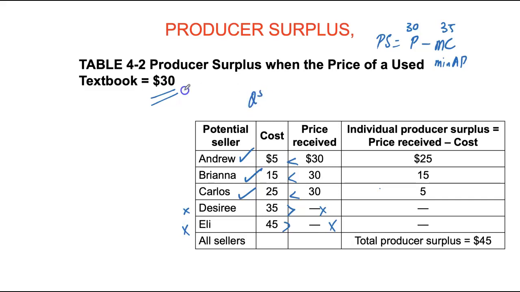Quantity supplied at price of 30 is only 3 units, and the people who are selling it are Andrew, Brianna, and Carlos. We can now calculate the individual producer surplus for each one of them. So price received minus cost, so 30 minus 5 is 25. Then the next one, 30 minus 15, net gain to Brianna, and net gain for Carlos is only $5. Total producer surplus in this market would be the summation of these individual producer surpluses only for those sellers who end up selling the good, and that is $45 in this particular case.